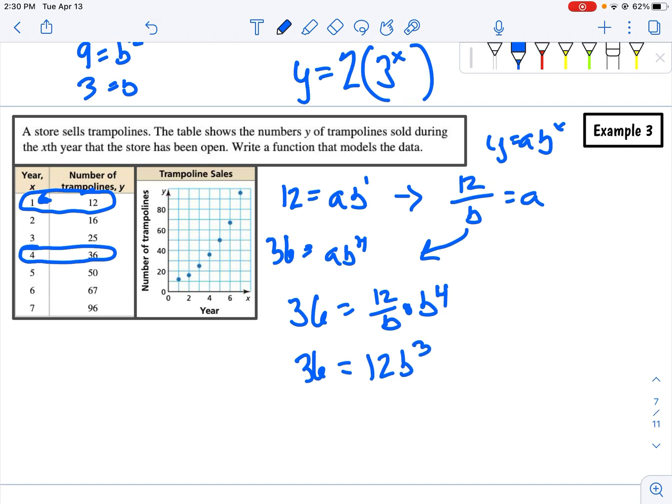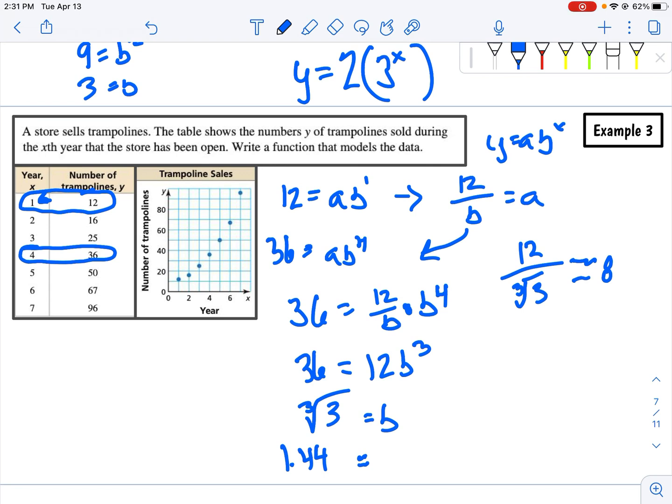Now, just for the sake of time, I'm not going to go through everything, but we would find that b equals the cube root of 3, and this is approximately 1.44. Now to find our a value, 12 over the cube root of 3 would be about 8.32. So we can write our equation. Here's our a value. We just found our b value here.